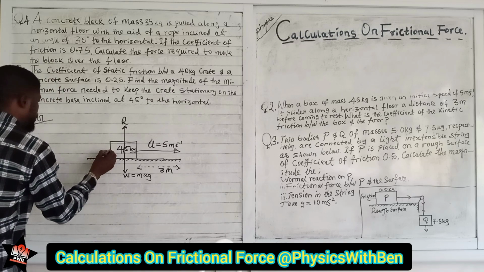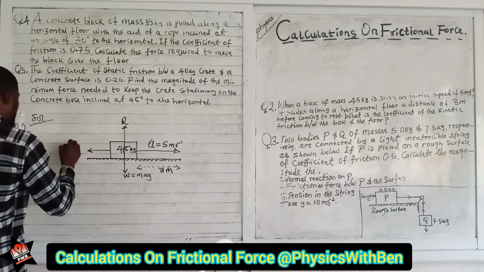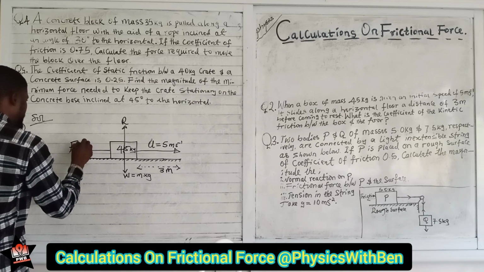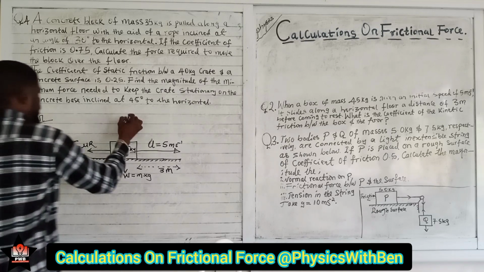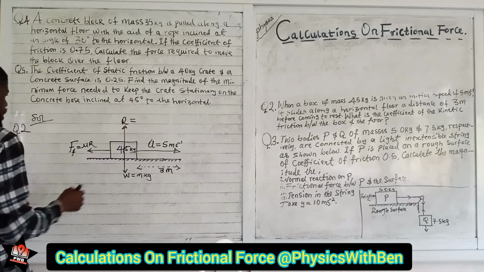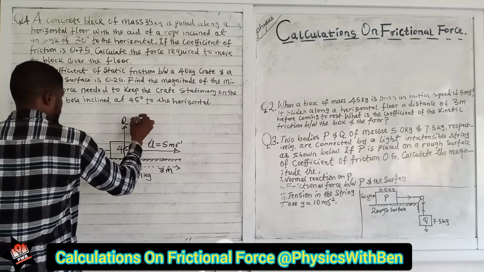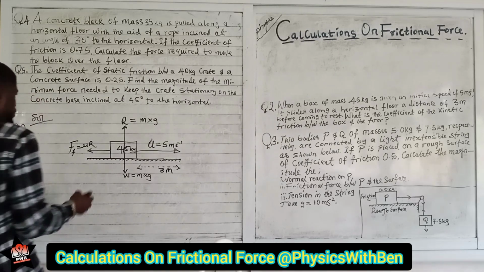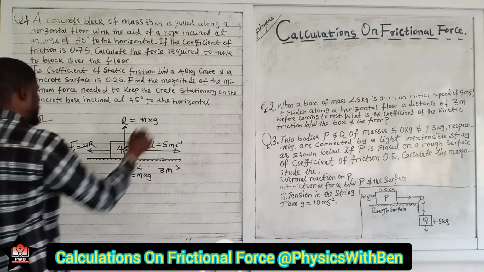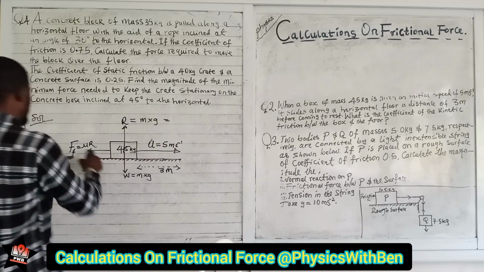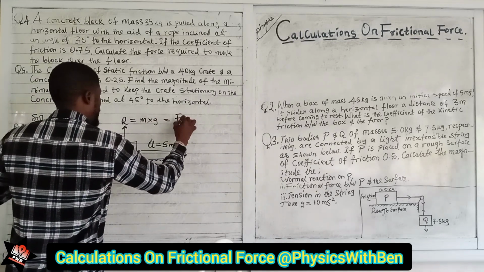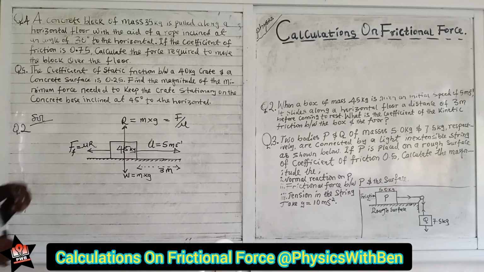So the frictional force will act this way. Our frictional force F is equal to mu R, and our R, our normal reaction, is equal to mass times gravity. And this normal reaction from this equation also means R is F over mu.